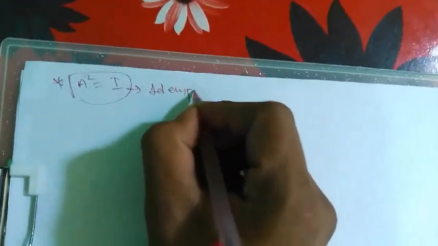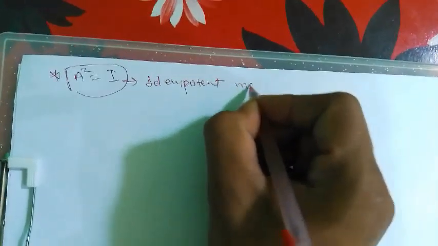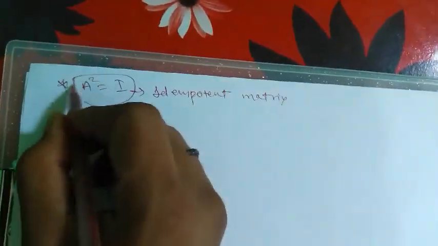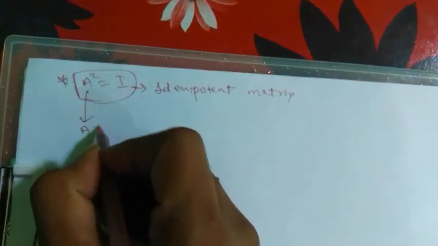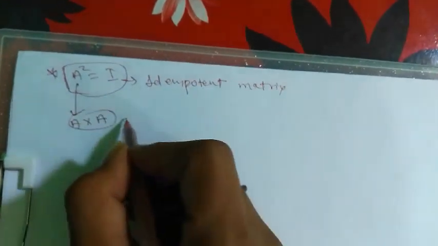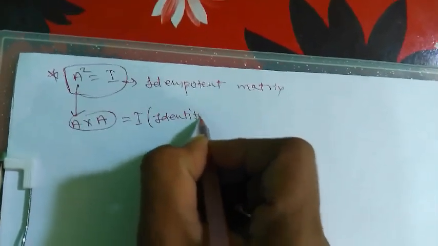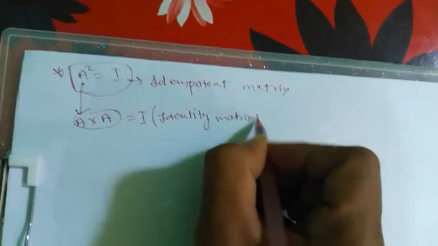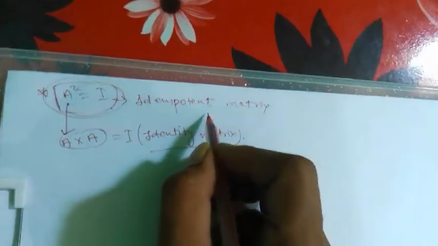I have to tell you some other points, which is A squared equal to A. This is called an idempotent matrix. What is that? When we multiply A into A, if we find A again, then this is called an idempotent matrix. If this property holds, then the matrix is called an idempotent matrix.